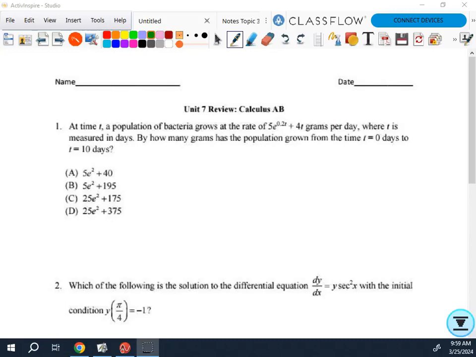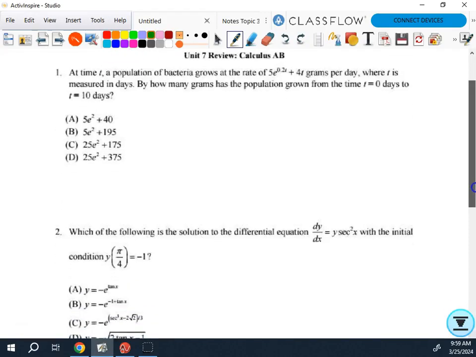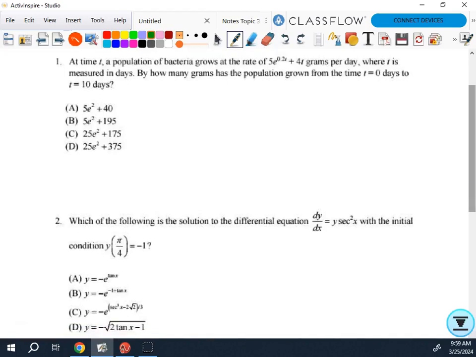Okay, here is the key that I promised you. Number 1, we already sort of did part of number 1 together, but I really think we probably just need to start from scratch here. So this says, at time t, a population of bacteria grows at a rate of this, and it gives me grams per day, so this is a rate, where t is measured in days. By how many grams has the population grown from t equals 0 to t equals 10?